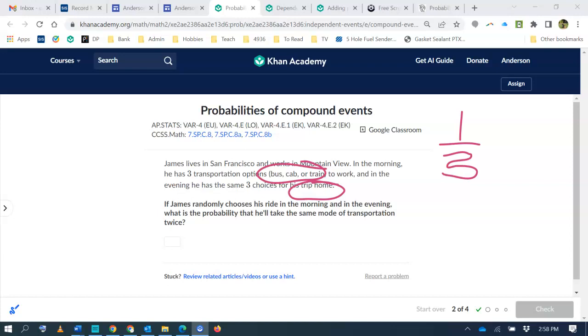So in the morning, let's say he takes the bus. What's the odds that he takes the bus on the way back? Well, it's 1 in 3 that he chooses the exact same option. Let's say he takes the cab into work. Well, what are the odds that he returns in the cab? It's again 1 in 3 that he picks the same one that he took in the morning. So the answer here is going to be 1/3.